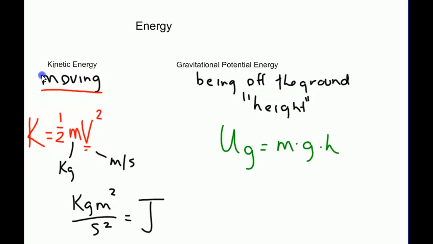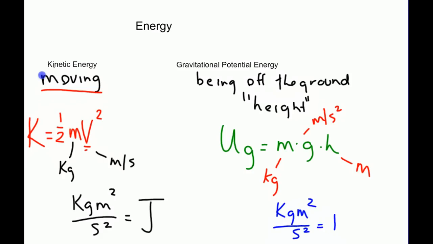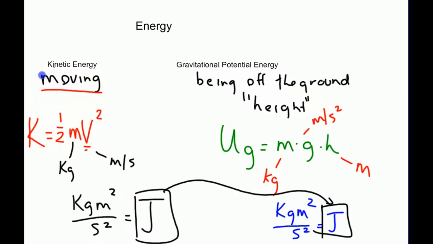Mass times gravity times height, where m, again, is going to be in kilograms, g is going to be in meters per second squared, and height is in meters. The result is, again, a unit of kilograms meters squared per second squared, which is, again, the joule. Notice that our joules over here and our joules right here are in fact the same unit, which will be very useful a little bit later on in this presentation.